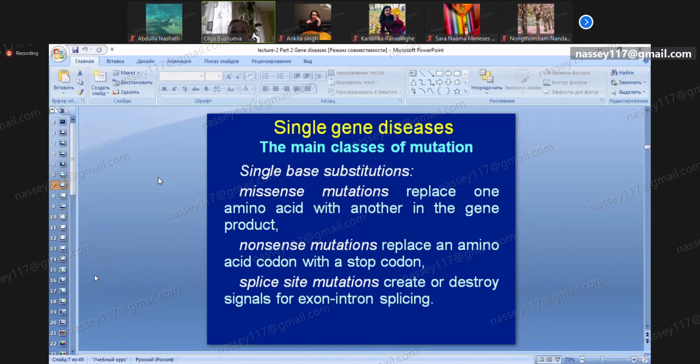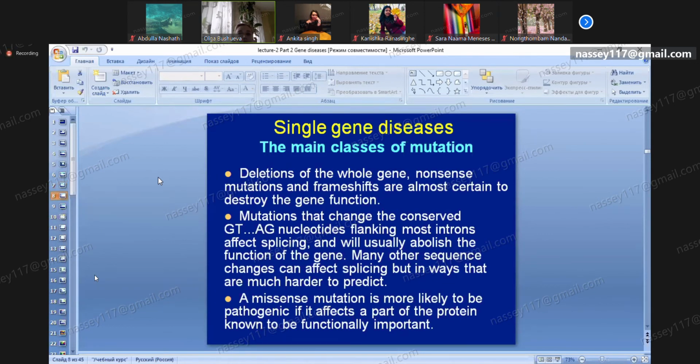What are the main classes of mutation? They are missense mutation, characterized by replacement of one amino acid by another in the gene product. Nonsense mutation, replacement of an amino acid codon with a stop codon. Splice site mutations create or destroy signals for exon-intron splicing. Deletion of the whole gene, nonsense mutations, and frame shifts are almost certain to destroy gene function.